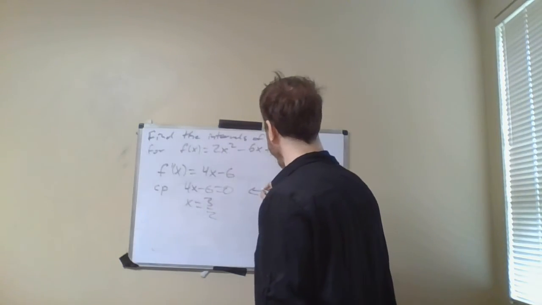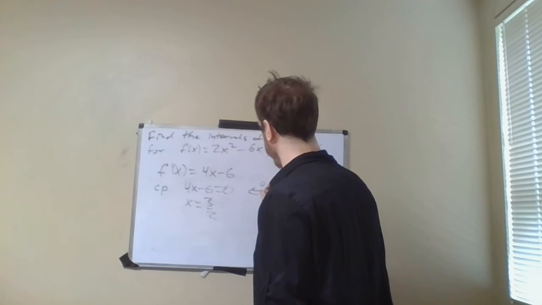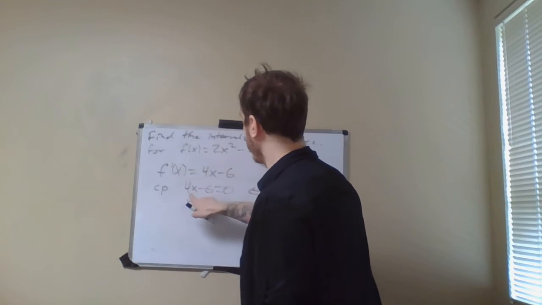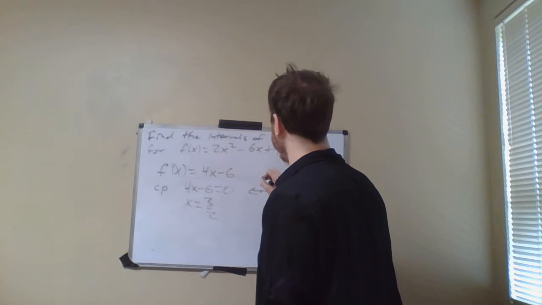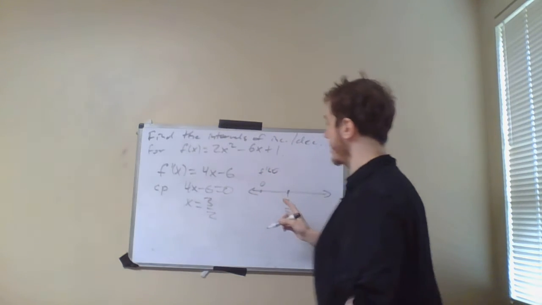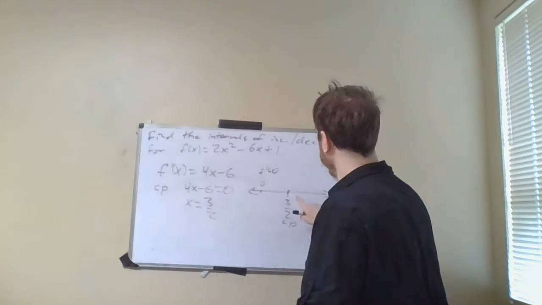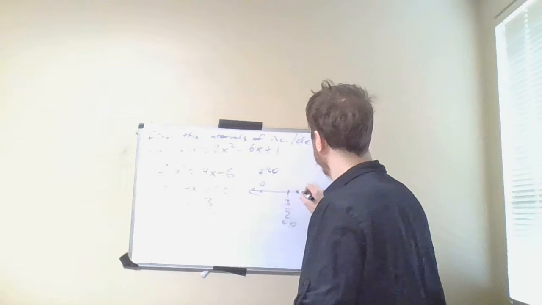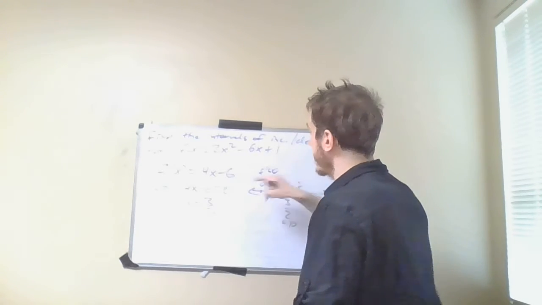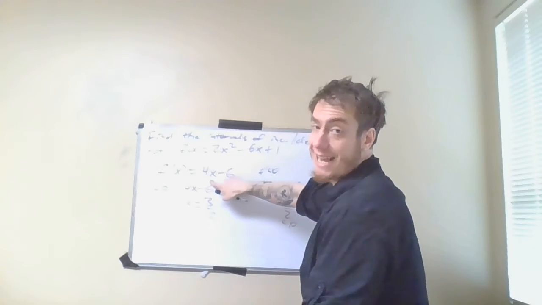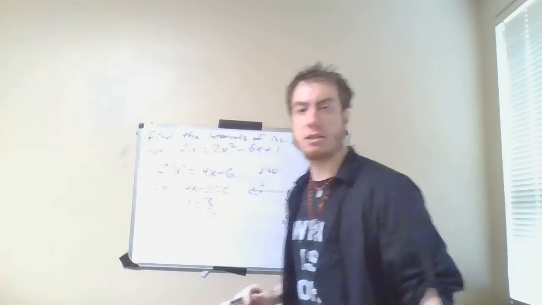Well, if I plug in, let's say, 0 as a test point, I would get 4 times 0 minus 6, that's negative 6. So f prime is less than 0 here. That means we are decreasing. And if I plug in, let's say, 2 as my other test point, I get 4 times 2, that's 8, minus 6, which is positive 2.